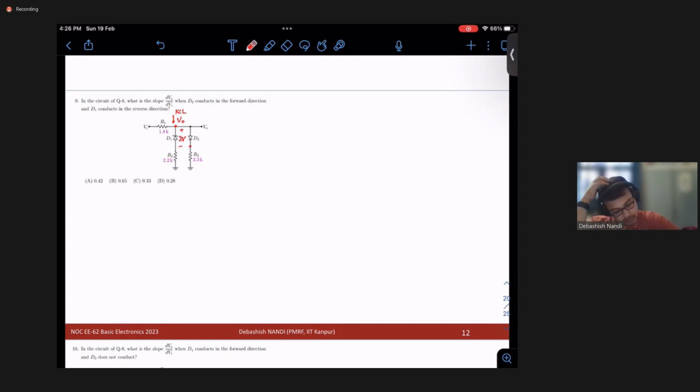For the D1 diode, which is a Zener diode, it is in a reverse condition. The anode of the Zener diode is grounded. For it to be reverse biased, because it says D1 conducts in the reverse direction, the potential at this V naught should be negative.